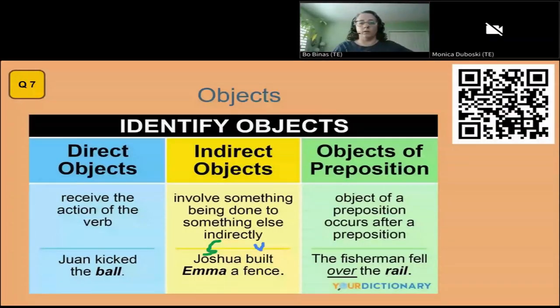We got Joshua as our subject. We got built as the verb. So that is the action that Joshua is doing, built. What is it that Joshua built? Tell me in the chat box. What did Joshua build? A fence. So the fence is the direct object because the fence is receiving that action of being built. But Emma is the indirect object because the fence is being built for Emma. The fence is the direct object. Does that make sense?